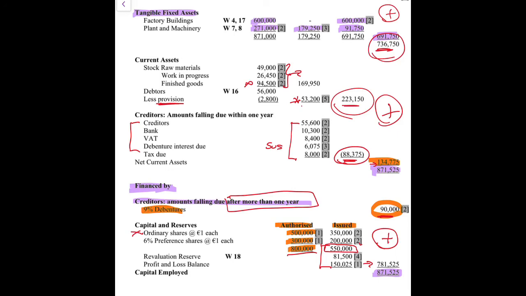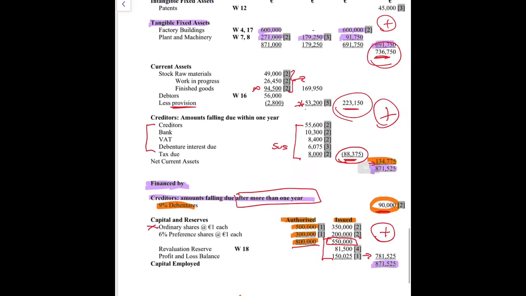You should be doing this question in about 55 minutes. So you really need to practice to make sure you're getting your timings right.